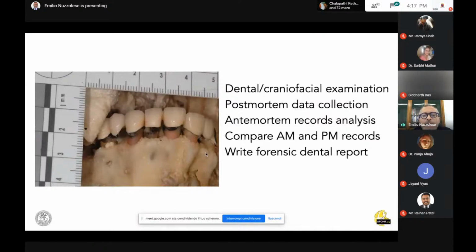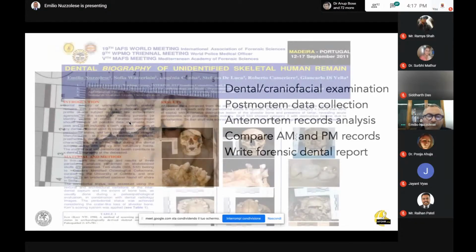Here, one of the pictures of human remains recovered from the sea. You can see that the crowns and teeth are particularly resistant to all attack of fauna from the sea, from the water. And of course, this is particularly important to allow us to write our post-mortem dental report.